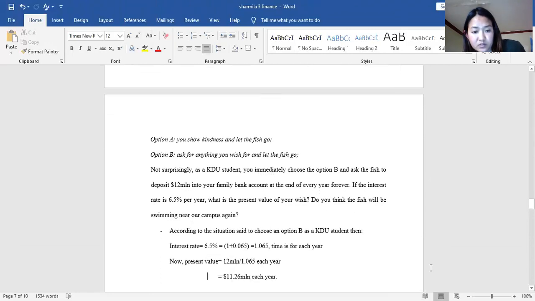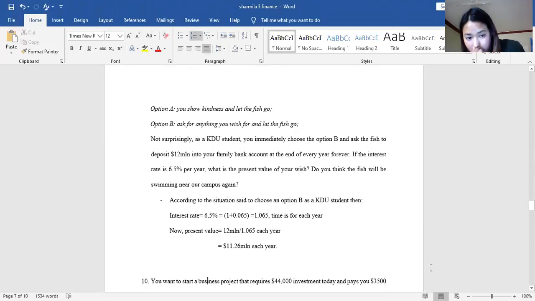For question number 9, according to the situation, set to choose option B as a KG student, then interest rate equals 6.5%, which is 1 plus 0.065, that is we got interest rate 1.065 times for each year. Now present value equals 12 million divided by 1.065 each year, that is equal to 11.26 million each year.